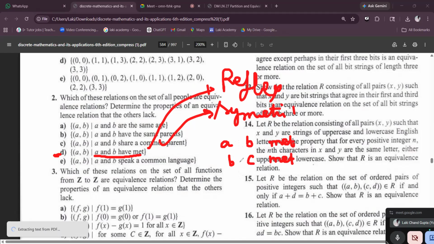Yes, because all are independent. So it is not necessarily so. So this is not transitive. This is not an equivalence relation.